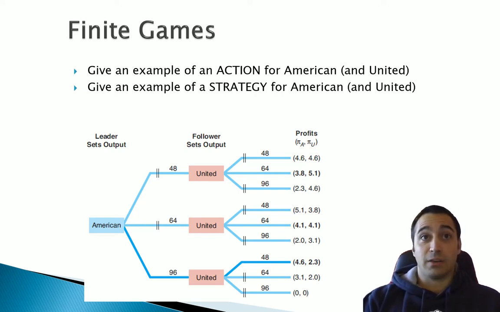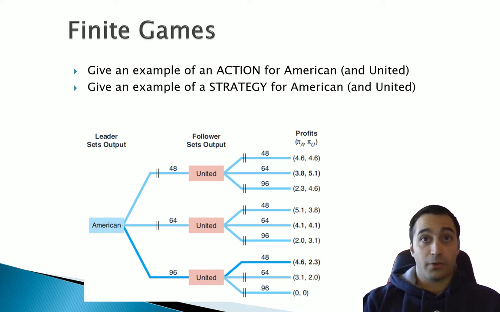All right, the actions for American appear to be, they only have one decision node, it's here. They can either choose 48, 64, or 96. United has three action nodes, 1, 2, and 3. And on each one, it looks like they can choose 48, 64, and 96. So it looks like actions for both players include 48, 64, 96. Next, strategy. A strategy for American is, I will play 48. I will play 64. Or I will play 96.